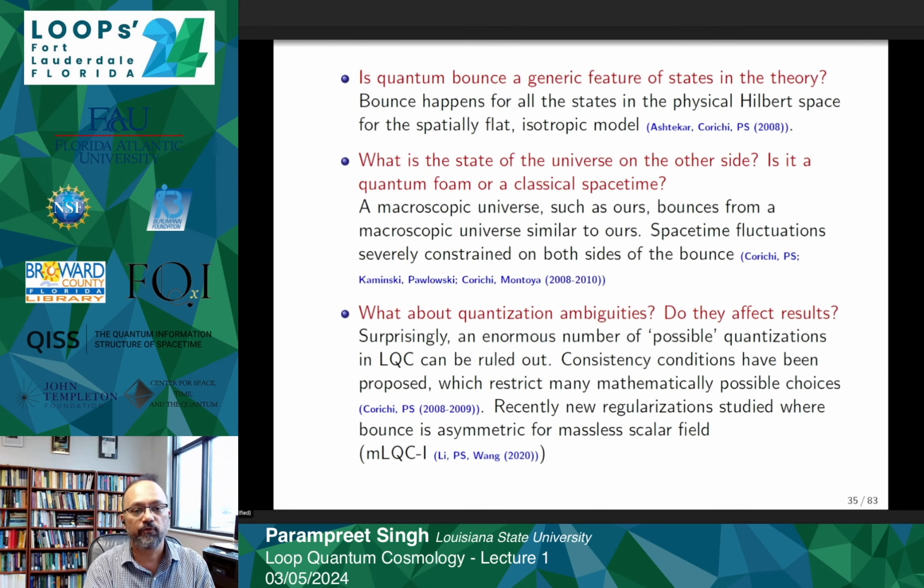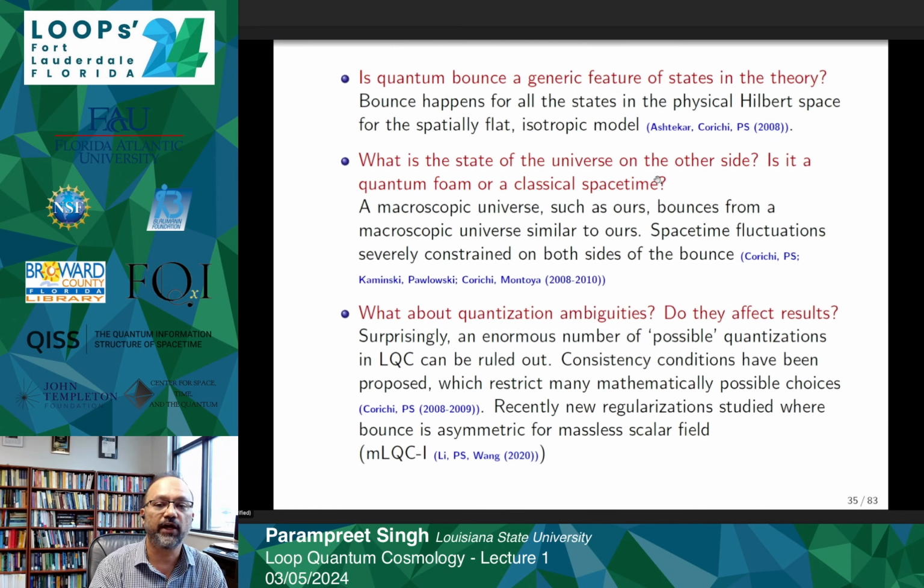So some questions. Is quantum bounce a generic feature of the states in the theory? This was one of the questions which was pointed to earlier. And the answer is yes. The bounce happens for all the states in the physical Hilbert space, for the spatially flat isotropic model. For other models, we do not have an exactly solvable model, but we have done probably millions of numerical simulations now using high performance computing for different kinds of models. And the answer has been always yes.